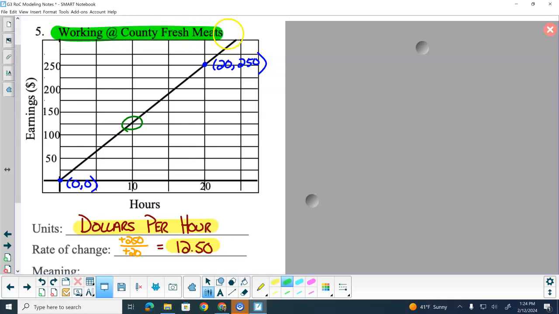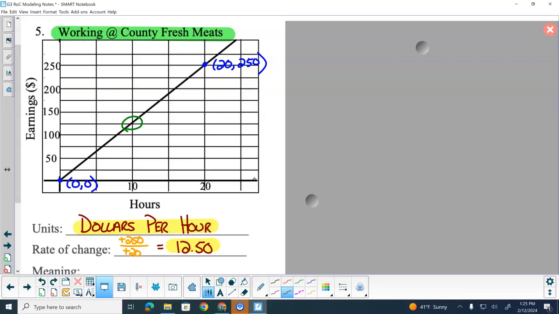We've got to have something about where it's happening. Okay? So there's a title to this scenario. So let's come up with a story now. Anybody want to give it a shot? We need a complete sentence that has $12.50 per hour and working at County Fresh Meats. Does anyone here work at County Fresh? That would have been a good story. Anybody want to take a shot at the story?